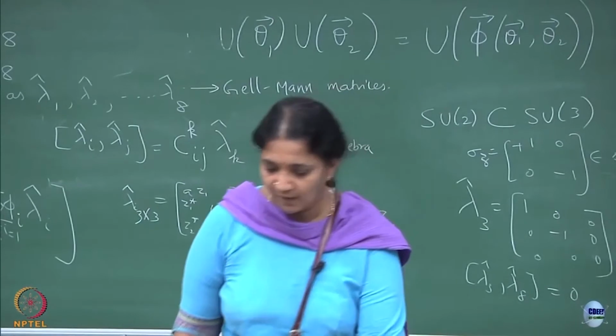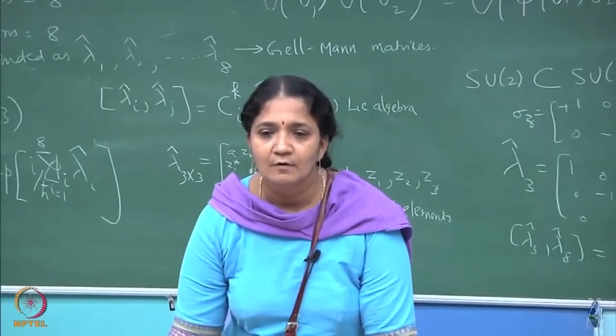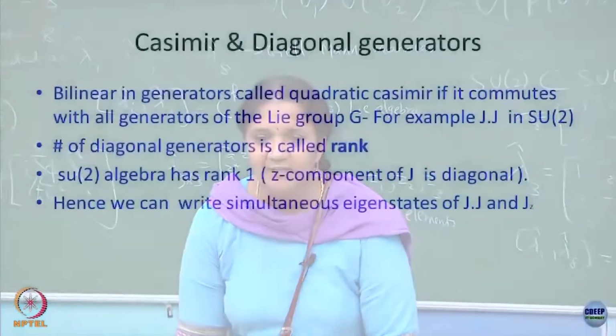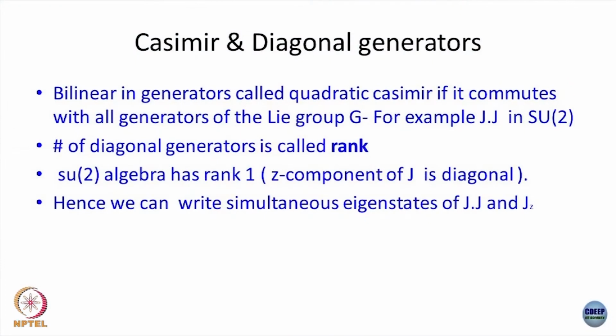Okay, so let me come to the things which I am saying on the slide here. The number of diagonal generators is called the rank. SU2 has rank 1. The Z component of J is diagonal, and hence we can write the simultaneous eigenstates of the Casimir operator and Jz in the case of SU2.